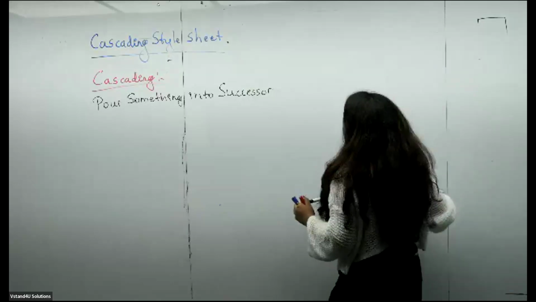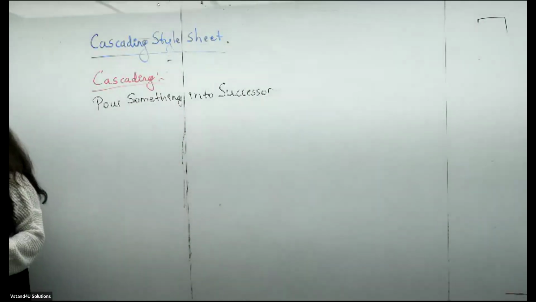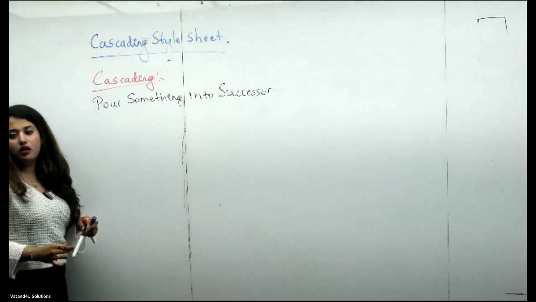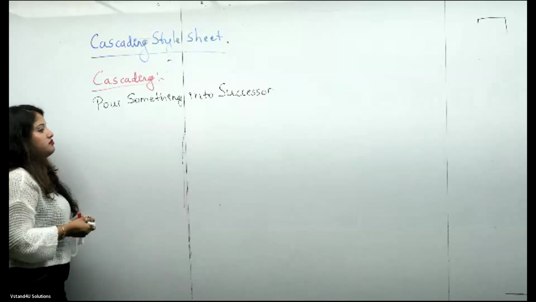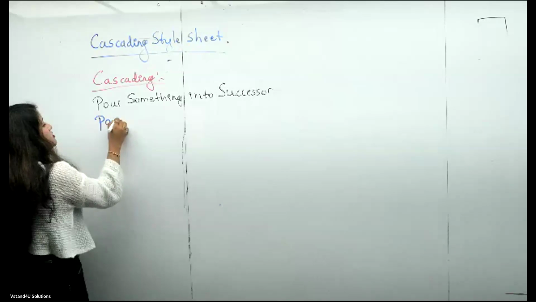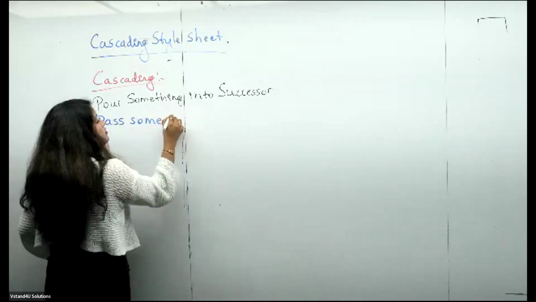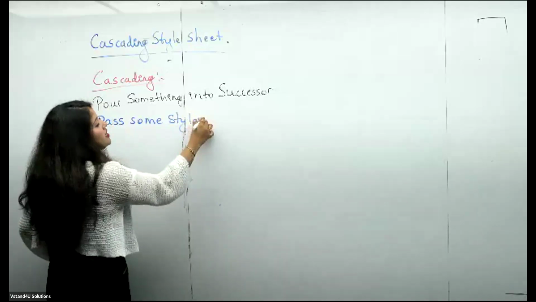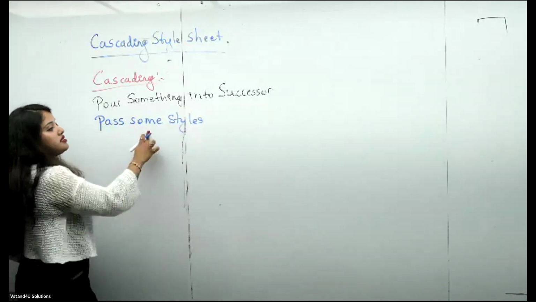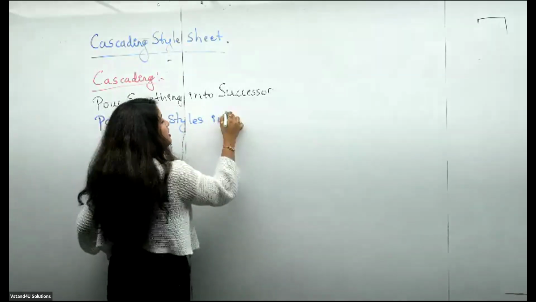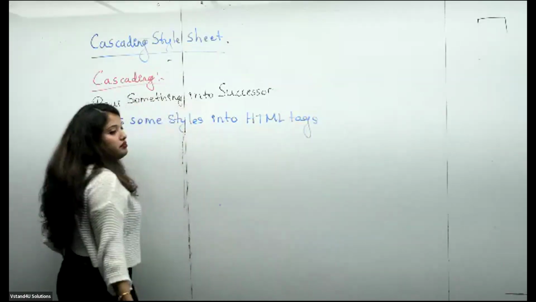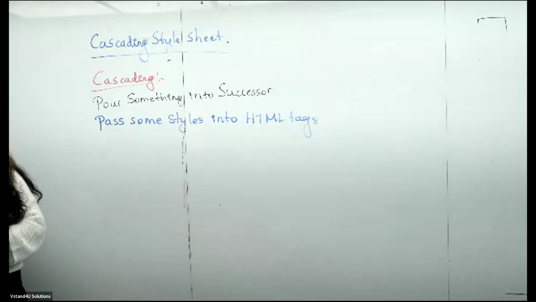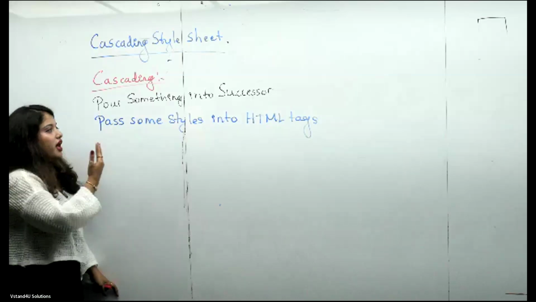Okay. So, cascading is nothing but pouring something into the successor. Ma'am, what do you mean by successor? What will you pour into the successor? In technical terms, I will write it like this: pass some styles. CSS is nothing but passing styles only. Yes or no? Pass some styles into HTML tags. Which HTML tags? To any HTML tags you take, you can add CSS.